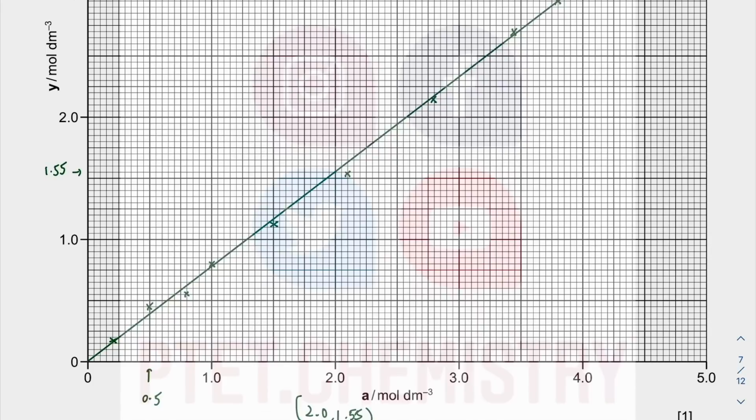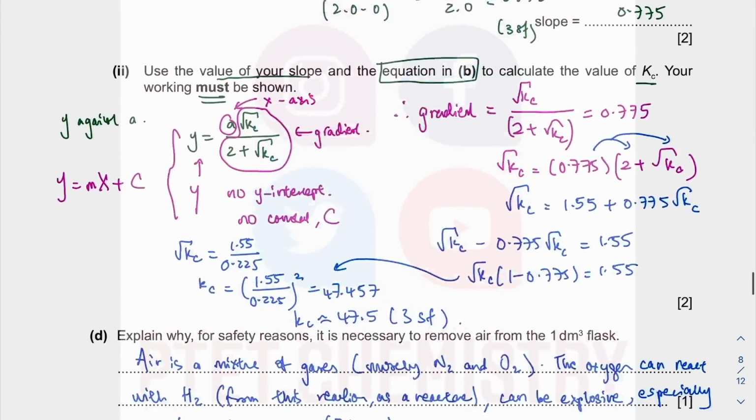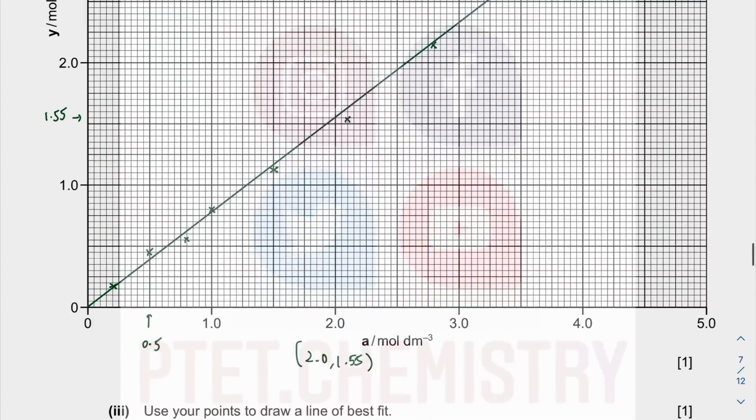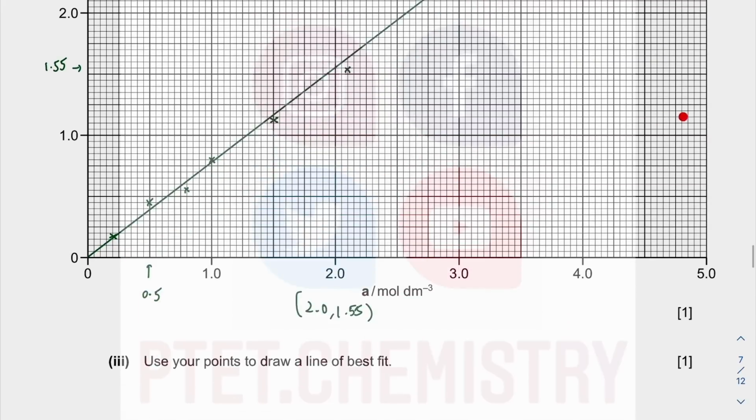This represents the concentration of the HI produced, and we are producing less HI. We are producing less HI, and we'll have a bit more of the reactants. So our gradient, which was a ratio of the product and the reactants, will be less steep, because we will have less of the product compared to the reactant, because the value of Kc will have decreased.